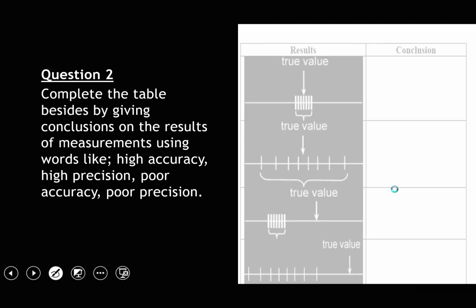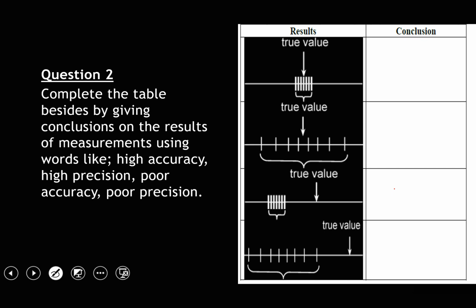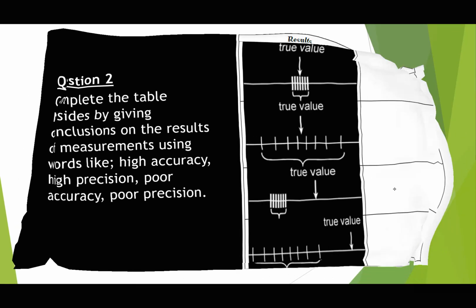Example number 2 is going to be yours. So you have a table. The measurements have been represented by vertical bars or vertical lines. So you have the first row, the second row, the third row, plus the fourth row. Please pause this video and complete this table. Okay, let us proceed.